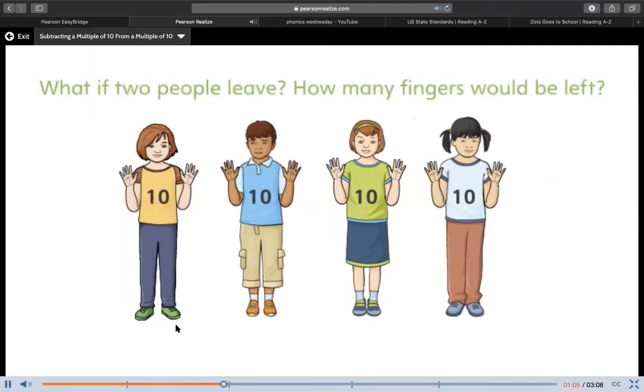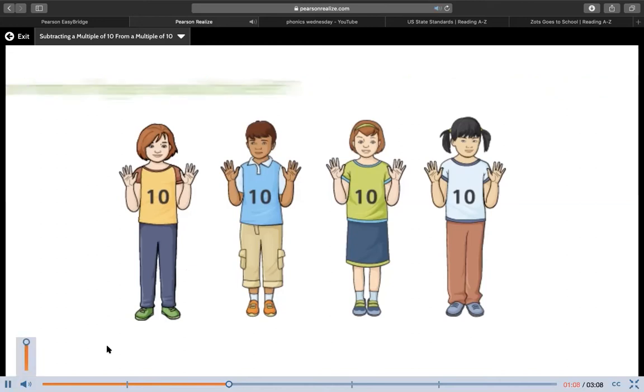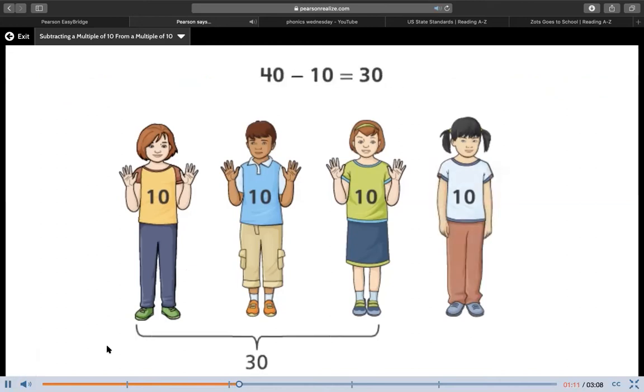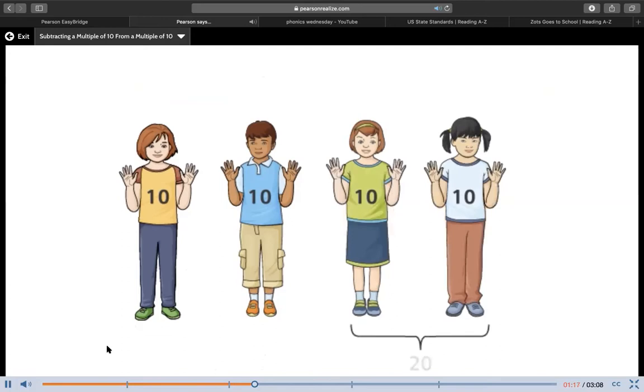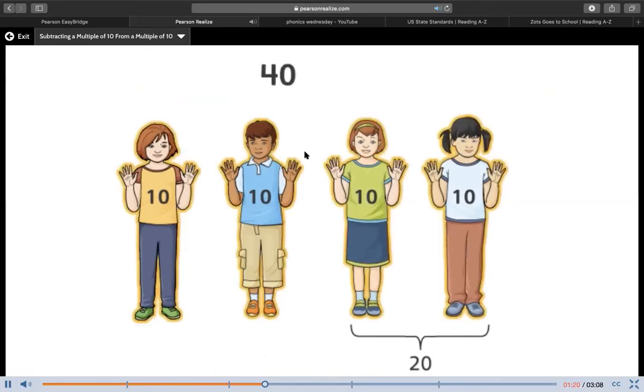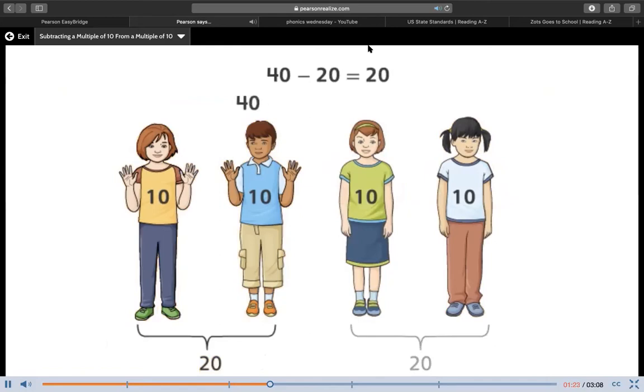What if 2 people leave? How many fingers would be left? All right, so there are 10, 20, 30, 40 fingers. If these two put their hands down, how many fingers would be left? That means you'd only be counting these 2 people. I know that 40 take away 10 is 30. Then take away another 10, and there are 20 fingers left. Toshi knew that 2 people is 20 fingers. 40 minus 20 is 20.